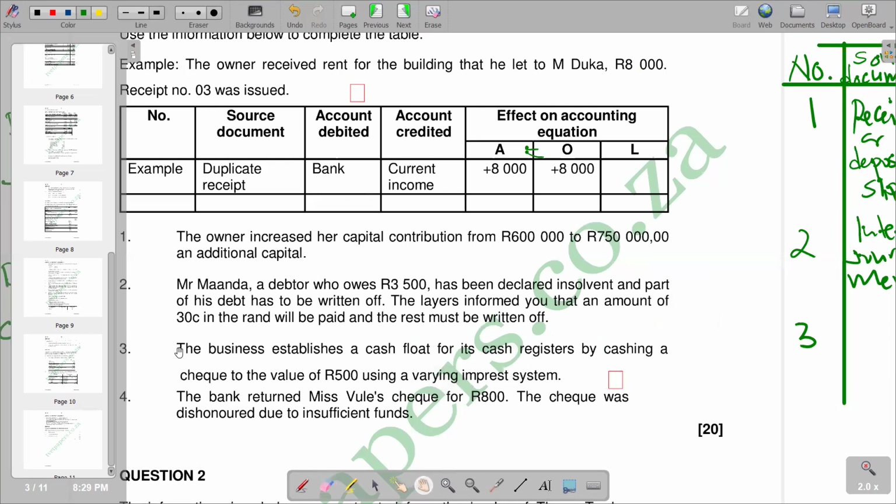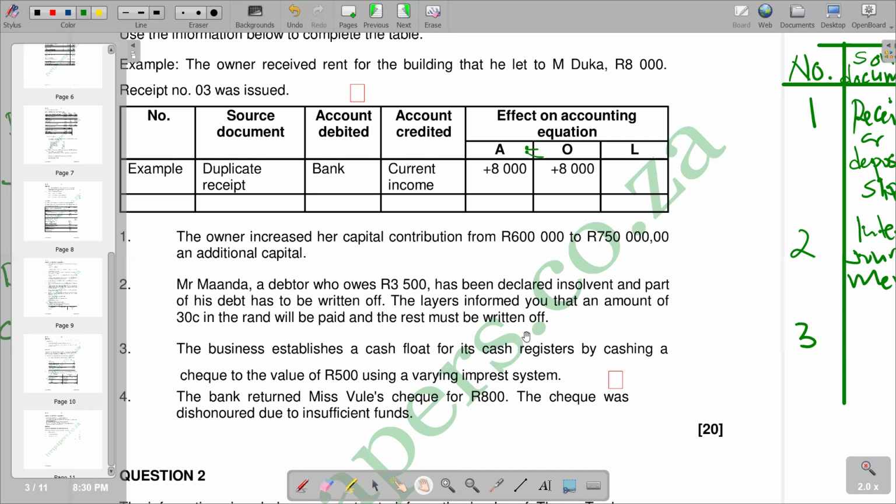On item 3, the business established a cash float for its cash register by cashing a check to the value of 500 rands. So we've got 500 being cashed. So the double entry that is involved is the first item that we are going to consider, whereby the account to be debited is going to be cash float, and the account to be credited is going to be bank. We see that this money is coming from the bank and going to the cash float. So cash float is going to be debited, and then the bank is going to be credited.